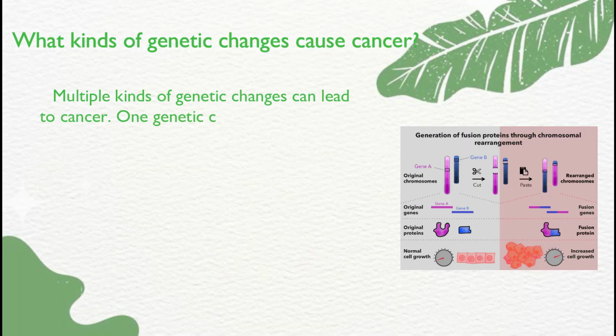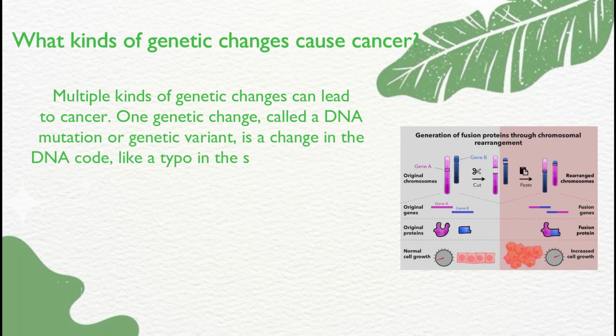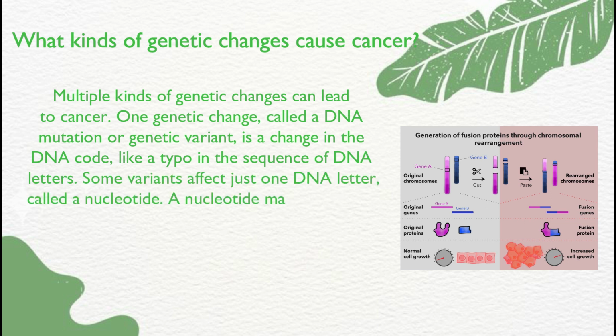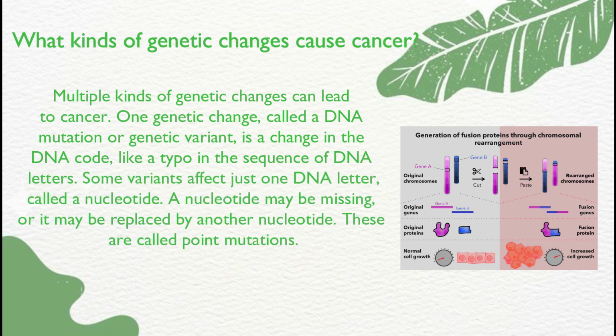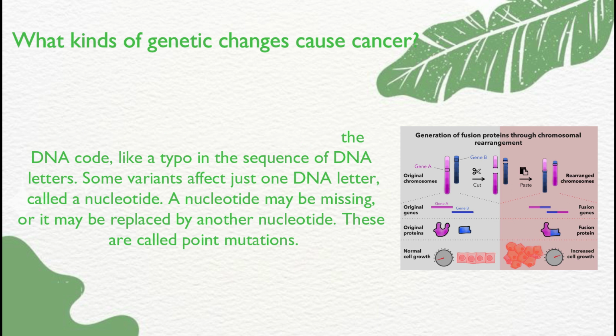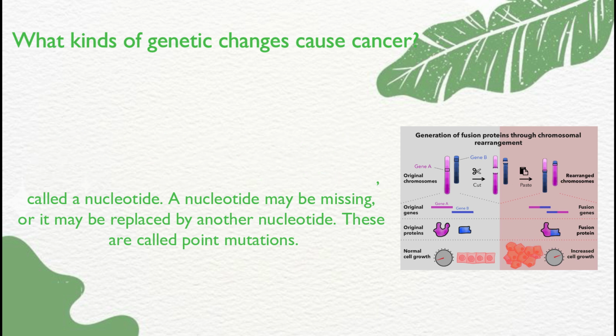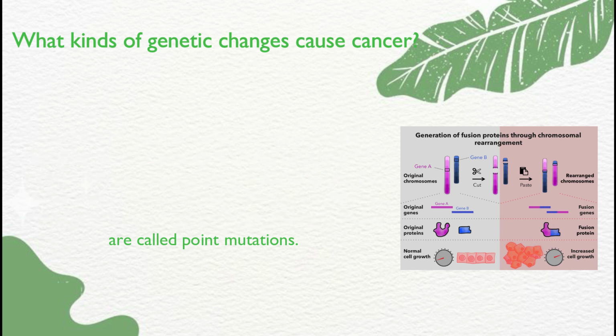Multiple kinds of genetic changes can lead to cancer. One genetic change, called a DNA mutation or genetic variant, is a change in the DNA code, like a typo in the sequence of DNA letters. Some variants affect just one DNA letter, called a nucleotide. A nucleotide may be missing, or it may be replaced by another nucleotide. These are called point mutations.